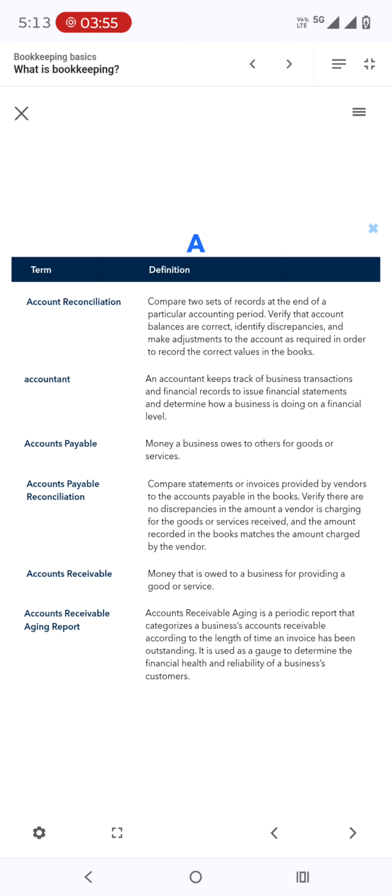Next one is accounts payable. Accounts payable means the money a business owes to others for goods or services. Okay, then accounts payable reconciliation, that means to compare the statement or invoices provided by the vendor to the accounts payable in the books. Verify there is no discrepancy in the amount the vendor is charging for the goods or services received and the amount recorded in the books, matching the amount charged by the vendor.